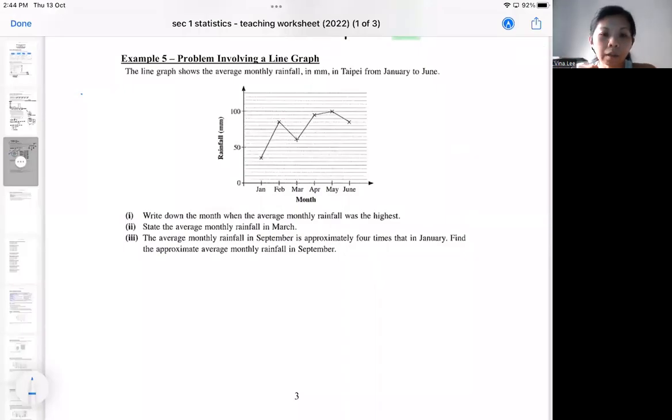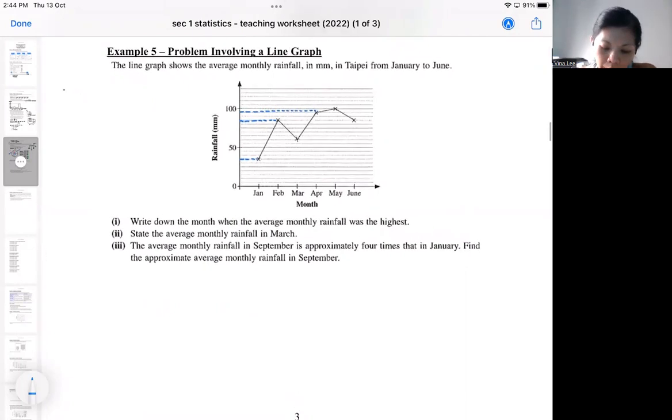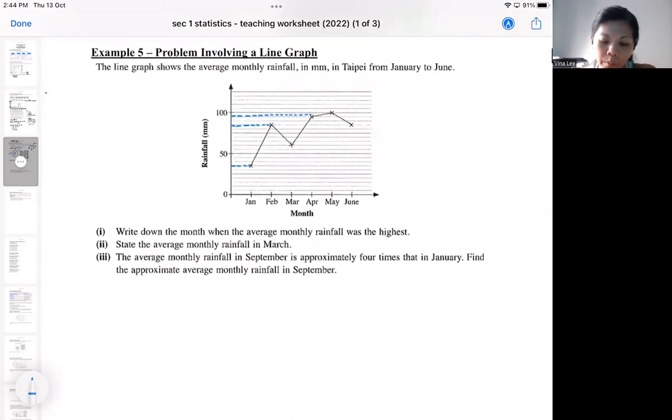Okay, for a line chart, I think most of you will be quite familiar. It's quite easy to read the line chart. Basically you just need to use a ruler and you read off the reading. So it's a bit like reading off from graph paper. There should be some regular interval for you to read.